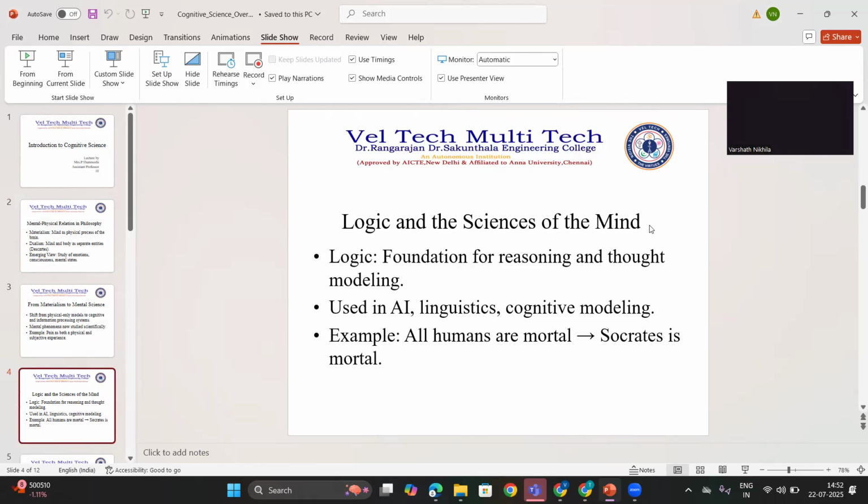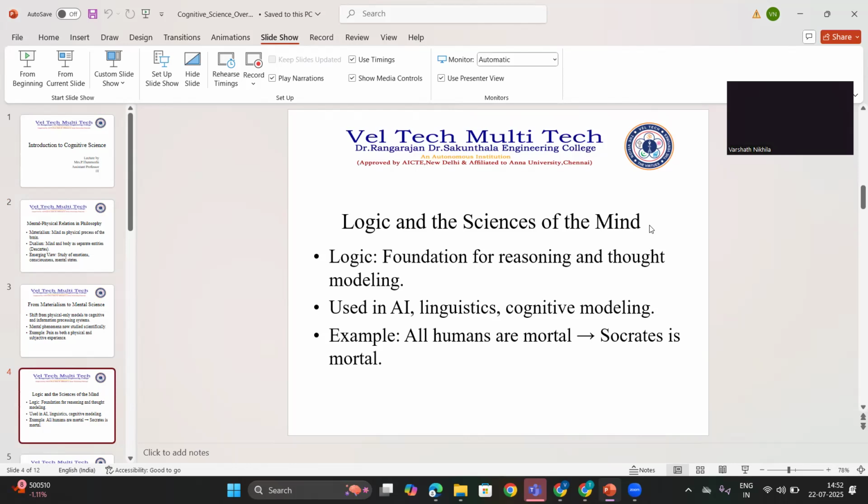The third one is computational logic. In computational logic, programming languages like Prolog model logical inference, and automated theorem proving simulates logical reasoning. Expert systems use logical rules to make inferences from knowledge bases.